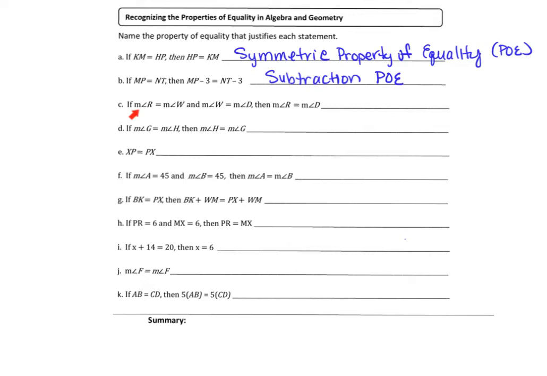Let's look at letter C. If measurement of angle R is equal to measurement of angle W, and measurement of angle W is equal to measurement of angle D, then measurement of angle R is equal to measurement of angle D. Usually when there's a lot going on, I'm always looking to see if it is transitive, and then I'm trying to figure out which things are equal. If you notice, R is equal to W and D is equal to W. If R and D are both equal to W, then they're equal to each other. So what property is that? That is, in fact, the transitive property of equality.